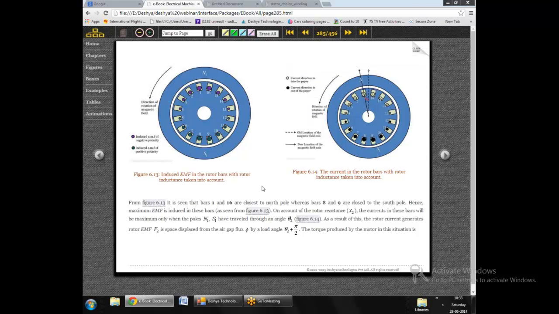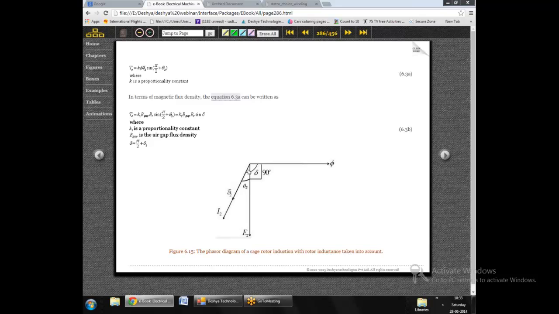Similarly, to extend the analysis further, here we discuss what happens if we do not neglect the inductance of the rotor, or we take that into account. Now, due to the inductance, the current would start to lag, and this is what is being demonstrated over the next phasor diagram that we have. So we can see that the flux and the induced EMF would be in phase, but due to the inductance of the rotor, the current would lag the induced EMF by a certain angle theta 2, and this angle is also known as the rotor's power factor angle.